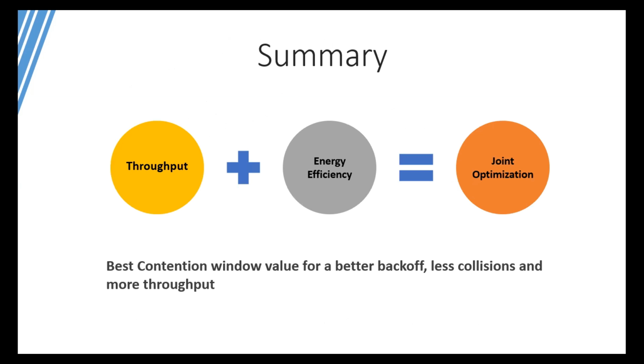So in our work, we deduce that finding the best contention window value for better backoff, fewer collisions, and more throughput is the best way to enhance the energy efficiency. And the model which takes into consideration the contention window value is the best joint optimization between the throughput and the energy efficiency.